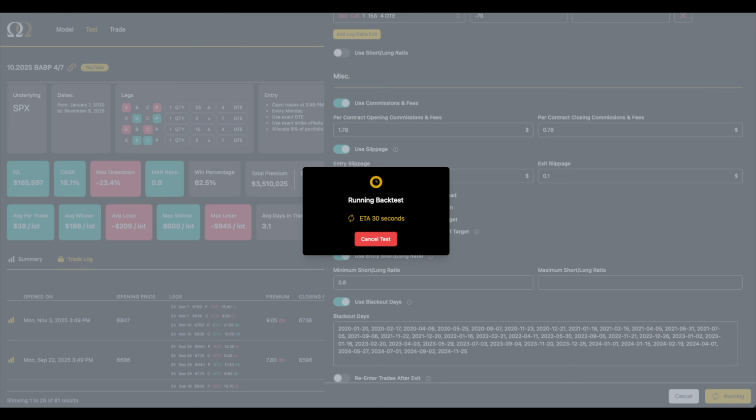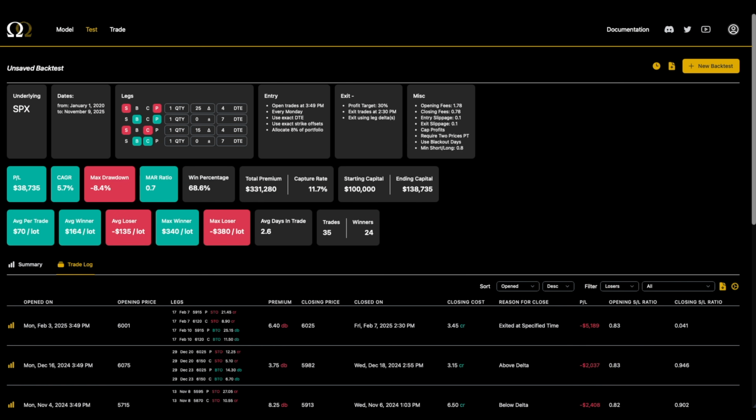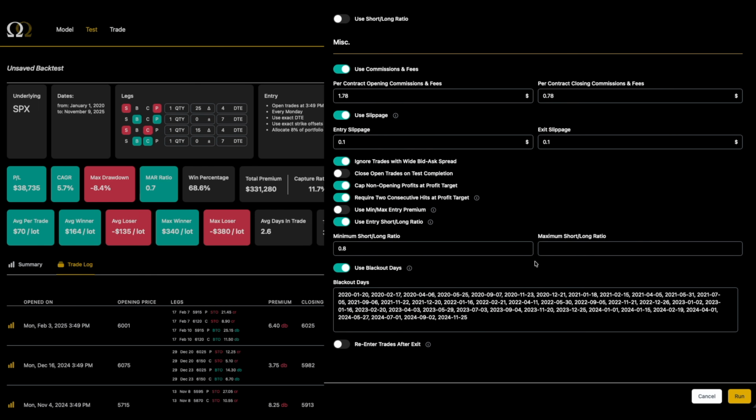Okay, this is going to take a minute to run. We'll try 0.8. I think 0.8 is going to be good from the standpoint that I'm guessing the win percentage will go up. It did. And the MAR went up and the capture rate all went up. Here's the problem. We only have 35 trades. So this is a higher probability setup.